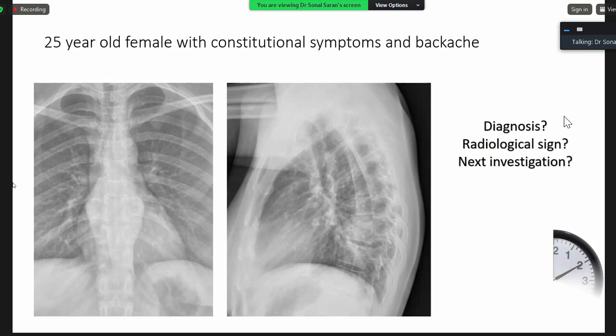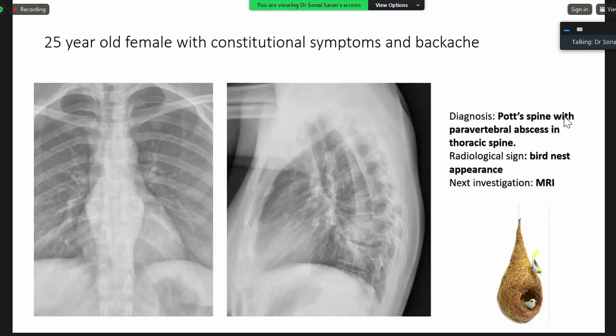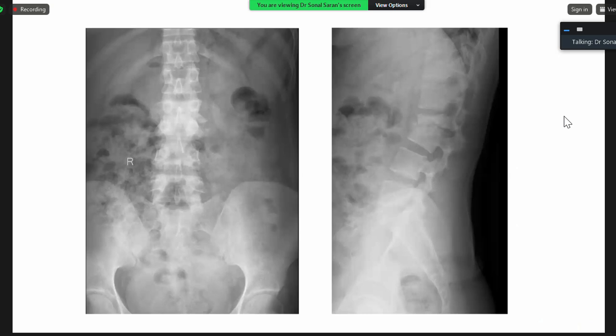Diagnosis is Pott's spine. Here we can see widening of paraspinal spaces giving a bird nest appearance. And here we can see contiguous involvement of two vertebral bodies with loss of disc space. So this is a case of Pott's spine with paravertebral abscess, and this is a classic bird nest appearance. Next investigation will be MRI to look at the spinal cord.